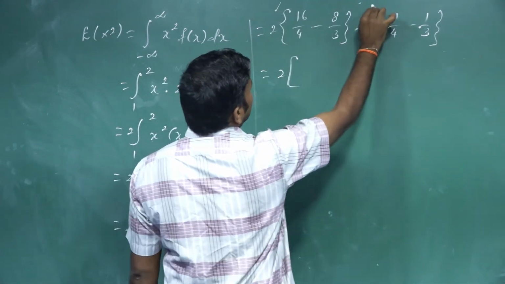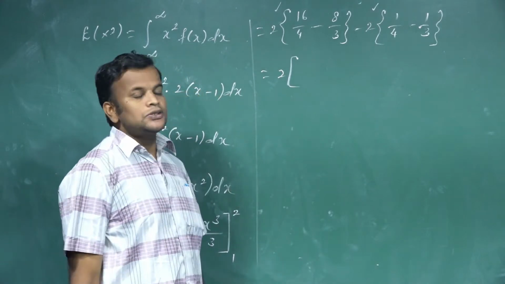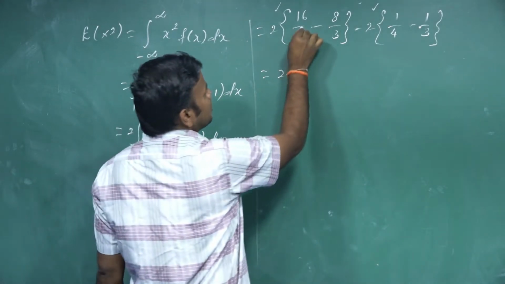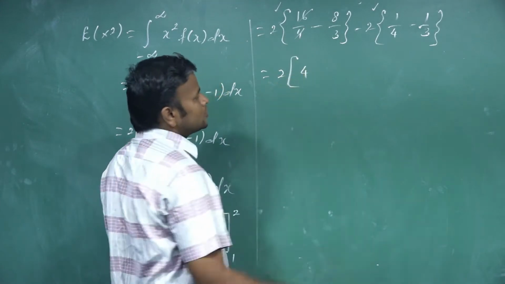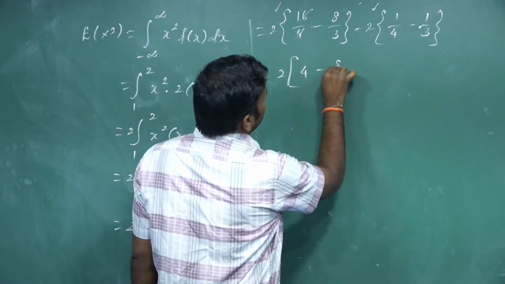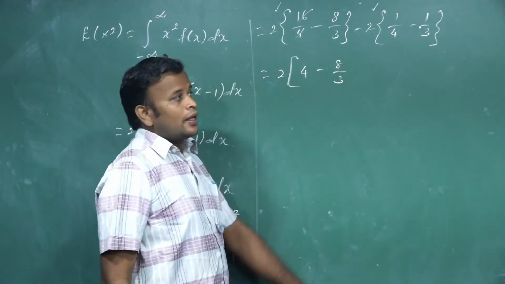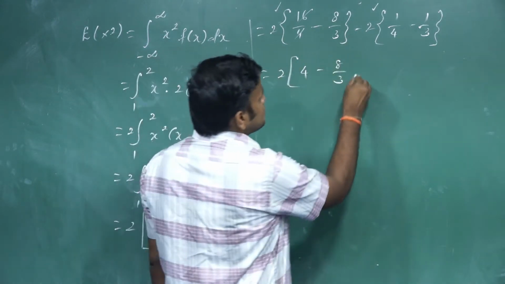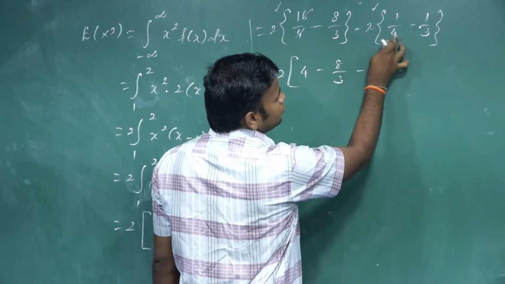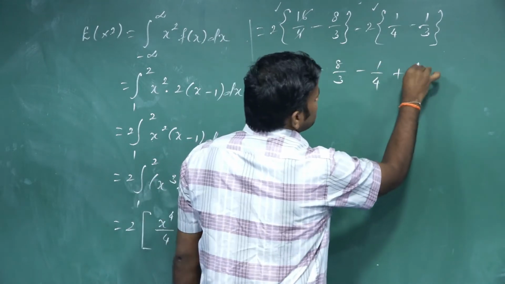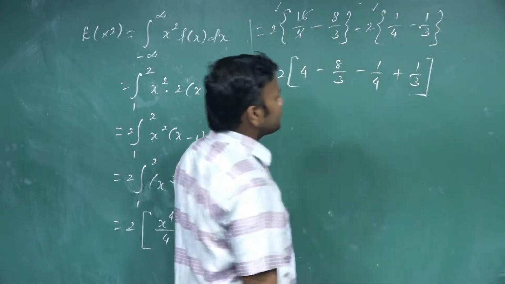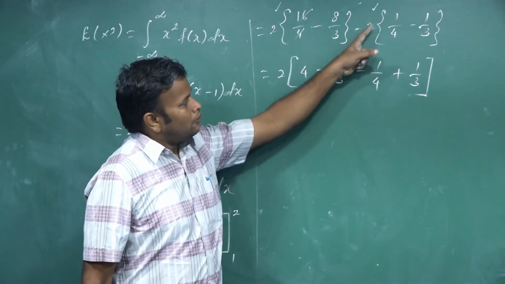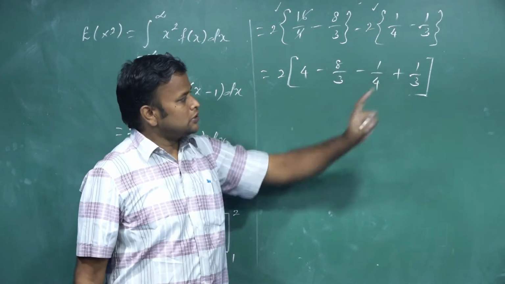Next, in both terms, I will take 2 outside. The simplification is your choice; you can simplify in any manner. I will take 2 outside, and also some cancellation is possible here, so I cancel. So 4 minus 8 by 3. I already took 2 outside, but one minus sign is very important. So minus 1 by 4, minus into minus is plus 1 by 3. I will take 2 outside: 4 minus 8 by 3, minus 1 by 4, minus and minus is plus 1 by 3.